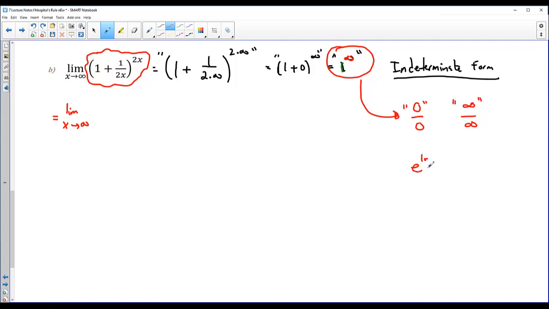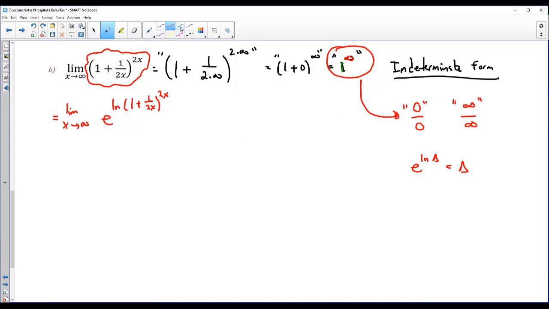So e to the ln of anything is the anything, by definition, because these are inverses of each other. So what I can do is rewrite this as e to the ln of (1 plus 1 over 2x), and that's raised to the 2x. And that's just an identity, right? Because e to the ln of anything is the anything, so I'm just rewriting this.